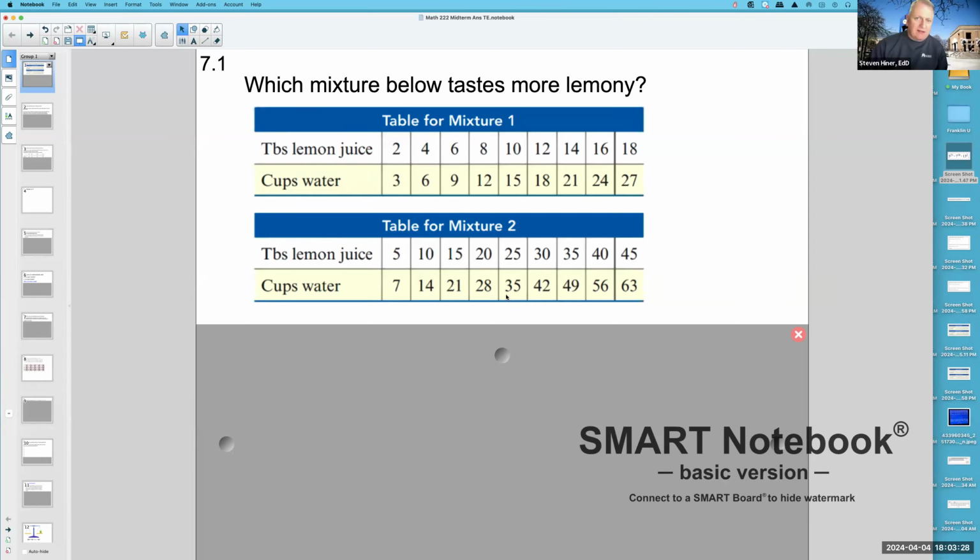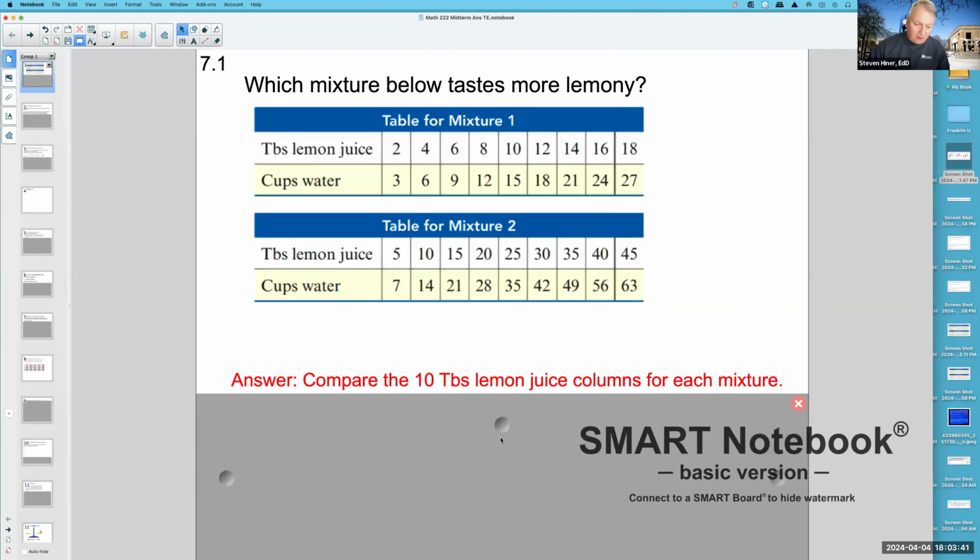Any questions on how that works? There's other ways, but if you notice, I didn't even turn these into ratios and fractions and reducing and all of that. I did in a way 10 to 15 compared to 10 to 14. That's all you have to do. So you're going to compare the tens. Now you could have compared something else, but you want to make sure they're in the same row as well. So 10 lemon, 10 lemon.